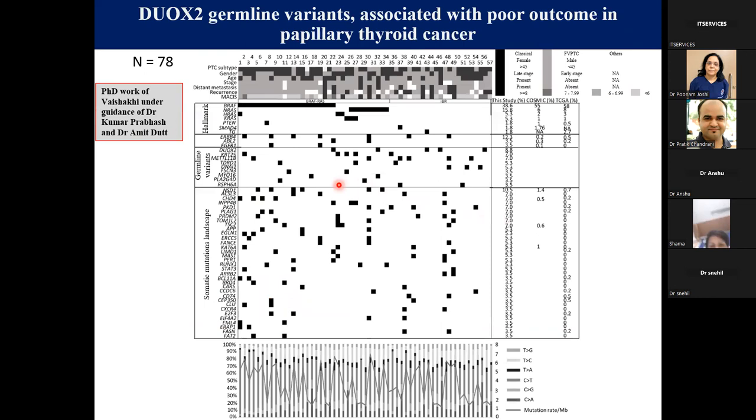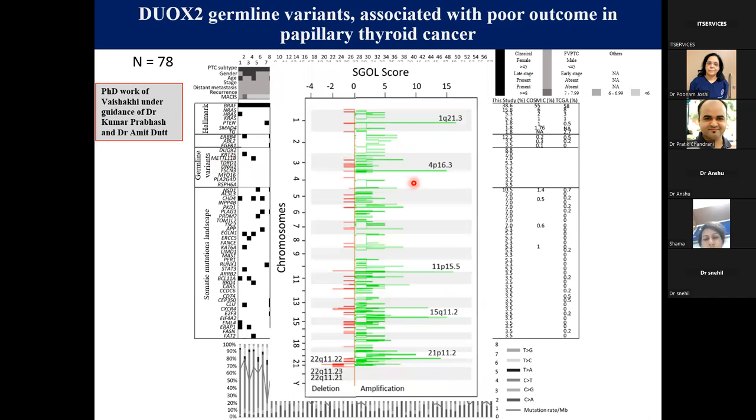Now here I'm showing you some data from one of the PhD students, Vaisakhi, who is working under my guidance. She has done detailed sequencing of papillary thyroid cancer, and she has identified all of these hallmark alterations, other kinases which are relevant to the classical cancer alterations, and she has also identified germline variants in the somatic setting. One of the very interesting ones here is DUOX2. We'll get into detail on that in later slides. She also performed copy number analysis and identified that the overall thyroid genome is very stable. There is no high enrichment of copy number changes except for a few spikes at various genomic locations.